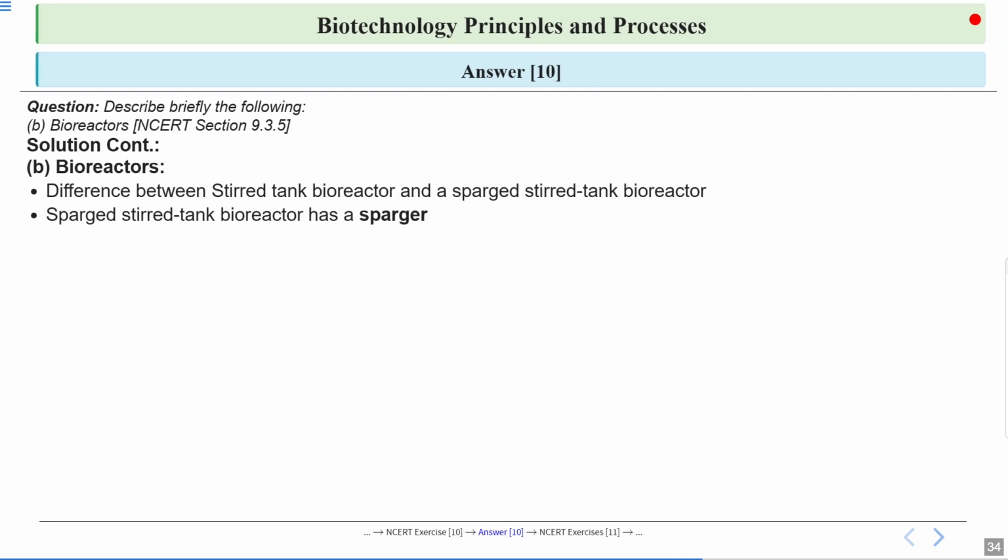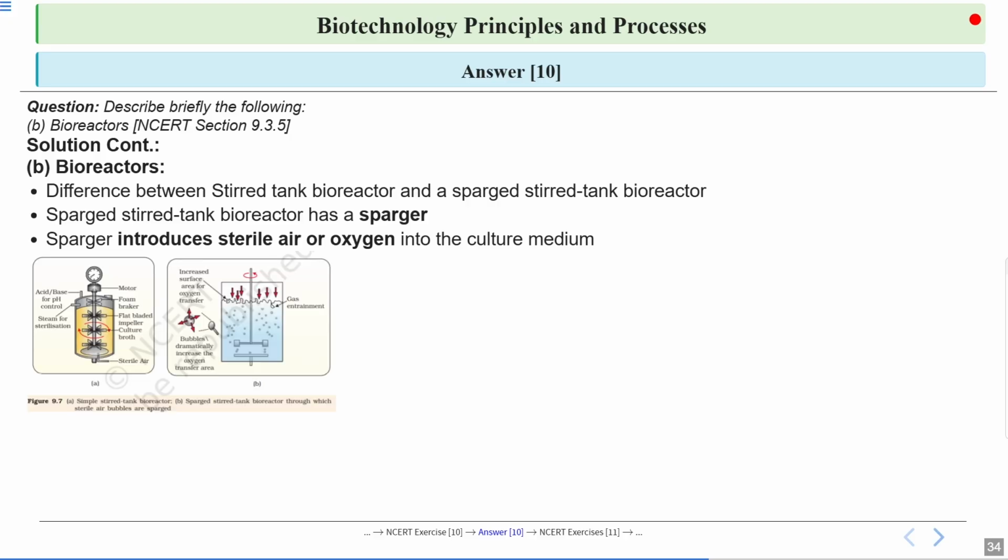So what is the difference between the stirred tank bioreactor and the sparged stirred tank bioreactor? The sparged stirred tank bioreactor has a sparger, and the sparger introduces sterile air. The air will not contain any type of microbes, and it introduces oxygen into the culture medium. The second one is the sparged stirred tank bioreactor.